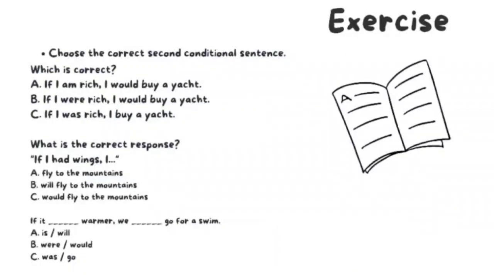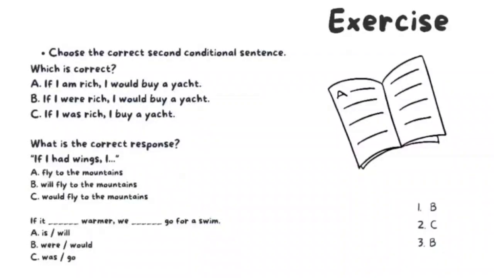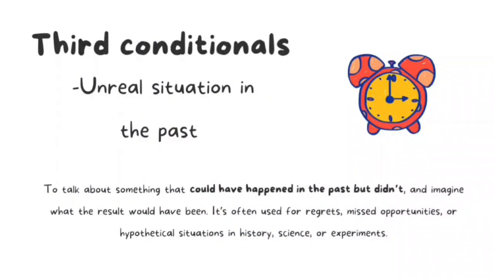You may choose the correct second conditional sentence from these three questions. You have three options of choices, A, B, and C. You may read the question and answer correctly. You have 15 seconds. Here are the answers. That's all from me. Thank you. So we move to the next part, third conditionals.